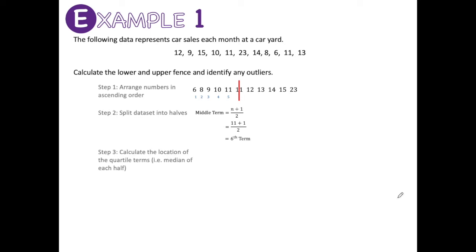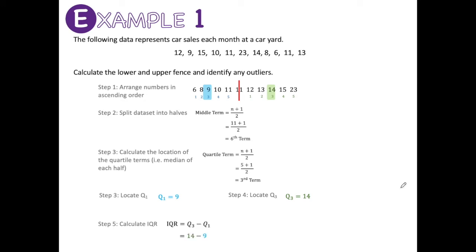Looking at the first half, finding the middle of the first half, it is going to be 5 plus 1 divided by 2. So it's going to be my 3rd term from the beginning of the half. The 3rd term from the beginning of the half is going to be 9. So my quartile 1 value is 9. Starting from the second half, my 3rd value is going to be 14. So my quartile 3 value is 14. That means my interquartile range is going to be 14 minus 9, which is 5.